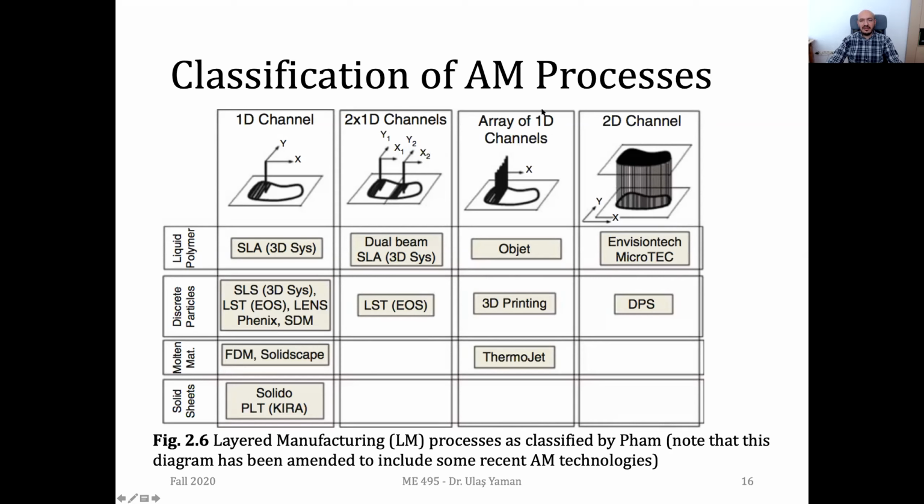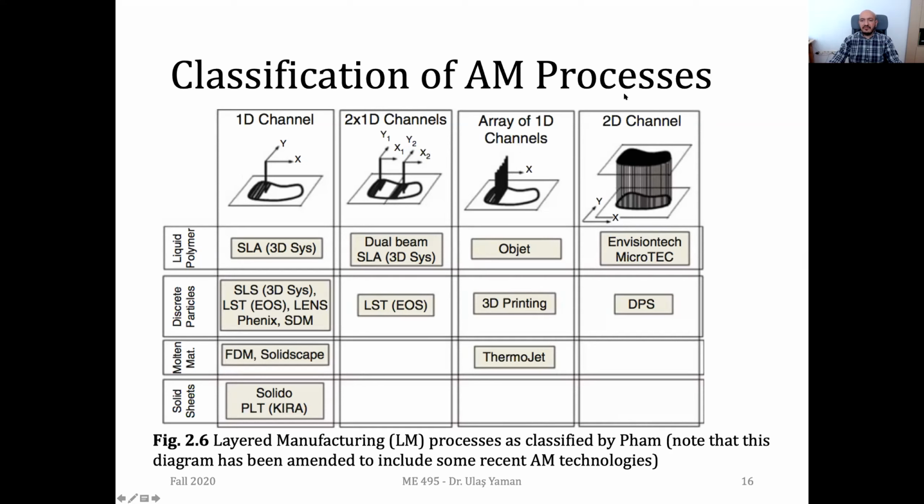And furthermore, we may have an array of 1D channels. Do you remember the printing head I just showed you a moment ago? In that printing head, we had thousands of nozzles on the same line, and this is called an array of 1D channels. And obviously, this one is again much faster than the 1D or 2 times 1D channel, since with a single pass of these nozzles, you can cover the whole layer.